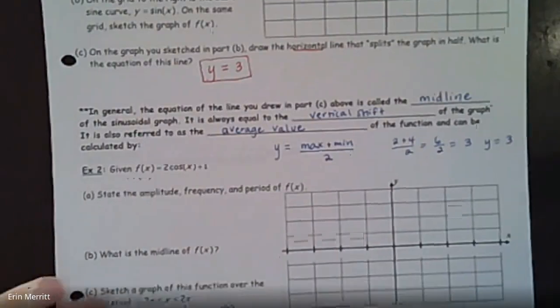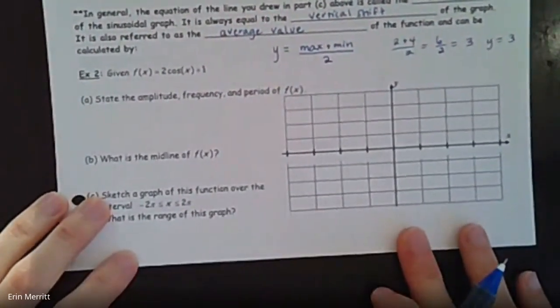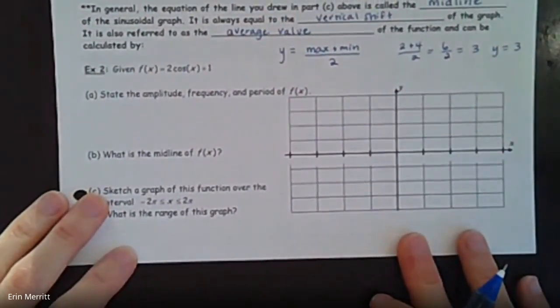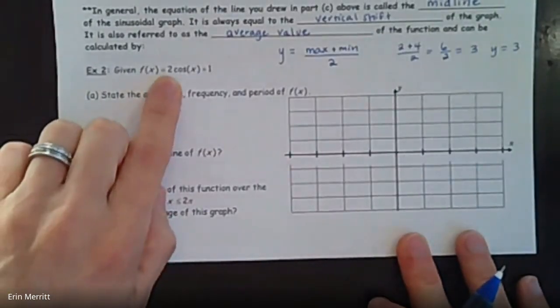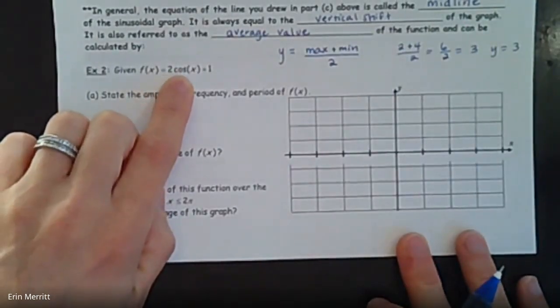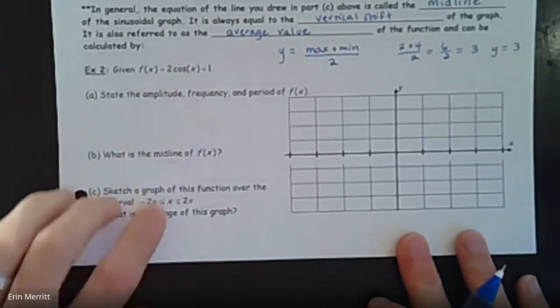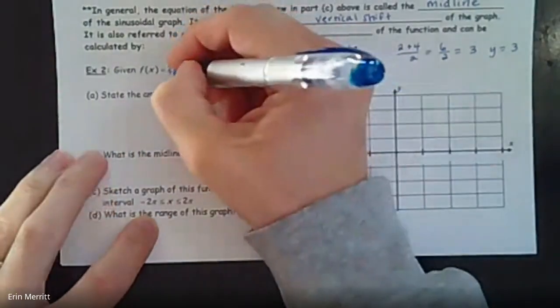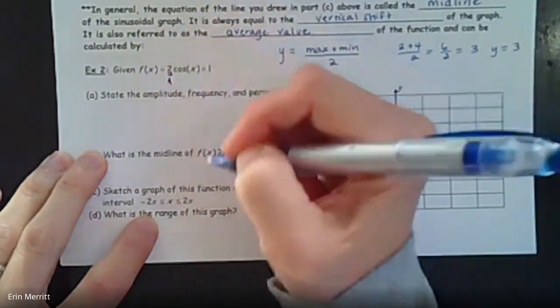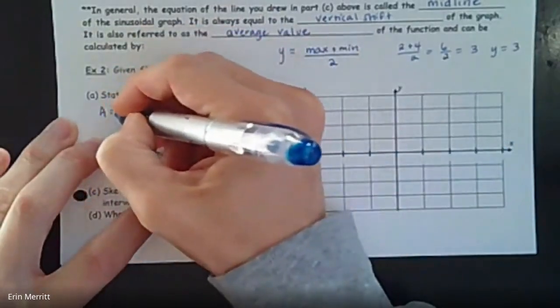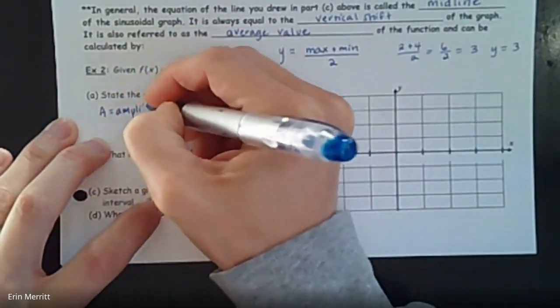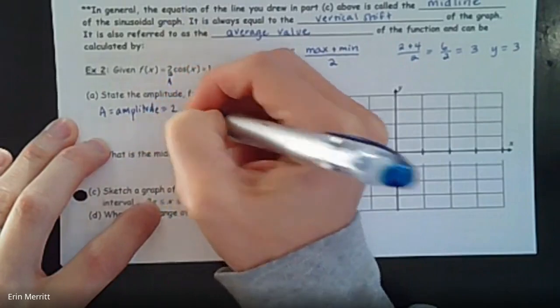So if you're ever asked to calculate what the vertical shift is, and you have the graph already, that's a way to do it. Okay, so let's look at it with some other details going on as well. So we have an equation. We've got f of x equals 2 cosine of x plus 1. So a few things. The number in front, that's the amplitude. So let's state that over here. So the amplitude is equal to 2.